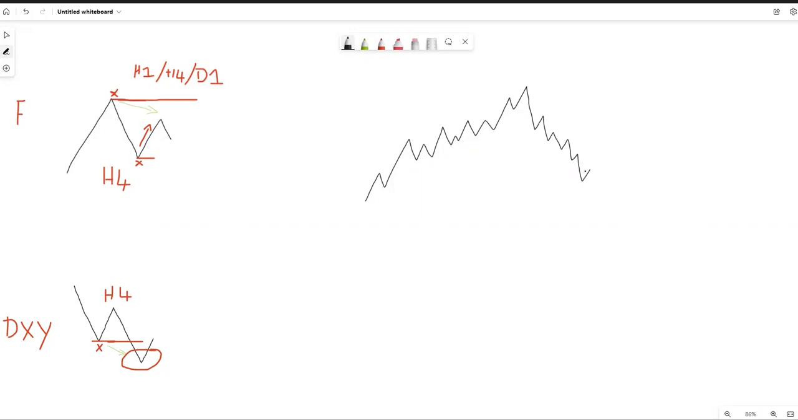What's there going to be more of on the lower time frame than there is on the 4 hour time frame? If this was a 15-minute chart, what is there going to be more of on this 15-minute chart as opposed to this 4 hour chart? What is there going to be more of, guys?